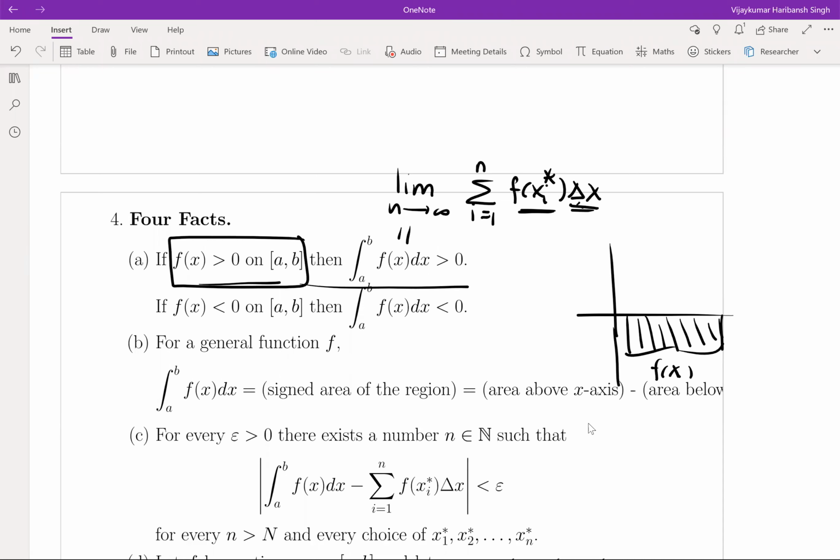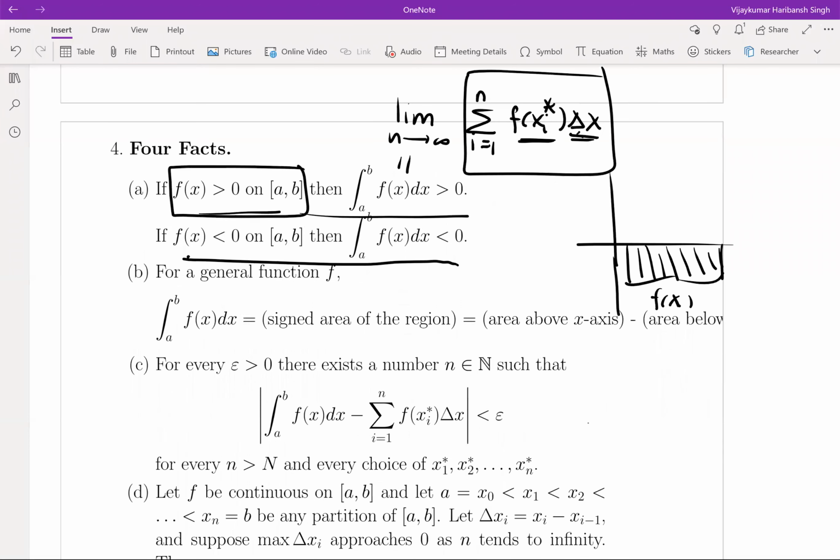So that will be positive. You're adding positive quantities, so that's going to be positive, and you're taking the limit as n goes to infinity, it will definitely be greater than 0. So on with the other one as well. Okay. In general, it represents what?